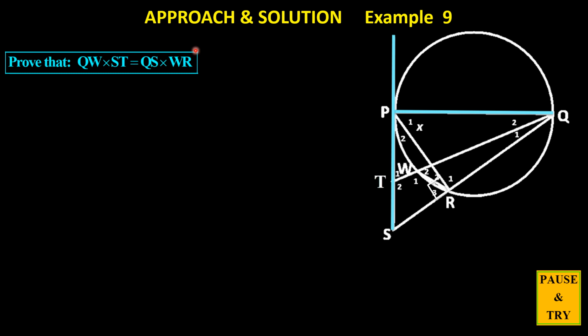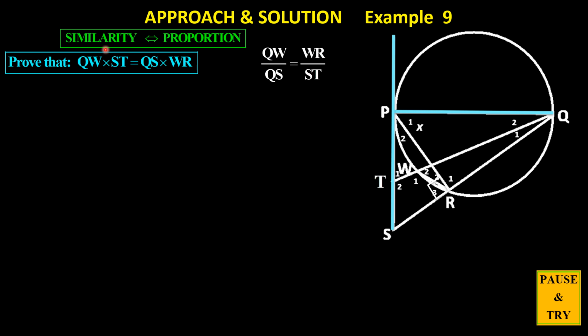Always remember we are busy with similarity. If triangles are similar, it implies the corresponding sides are proportional. So we want to prove some proportion here. So we need to first find out which triangles are similar. But we can write that expression in a standard form. And what would the standard form be here?